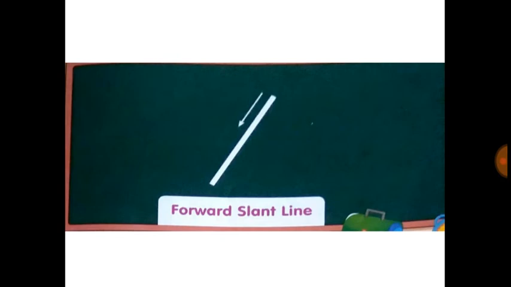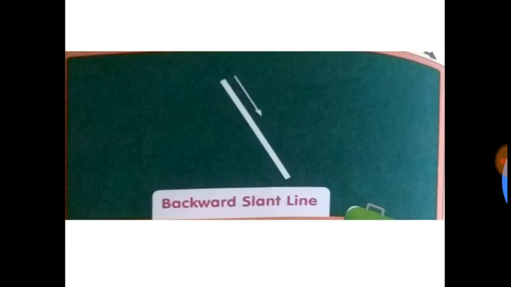Now, who will tell me which line is this? Yes, this is a forward slant line. And the formation is top to bottom towards the left hand side. And the last one is, yes, this is a backward slant line. Very good. And the formation of a backward slant line is top to bottom towards the right hand side.